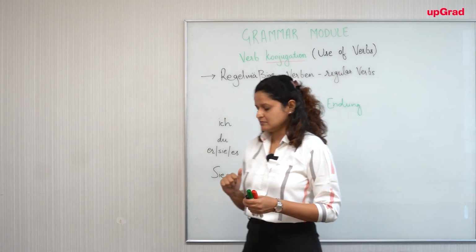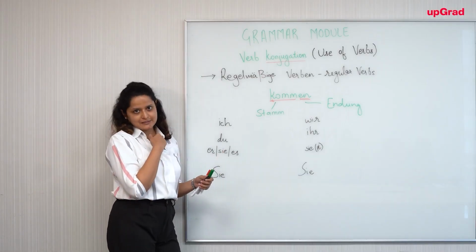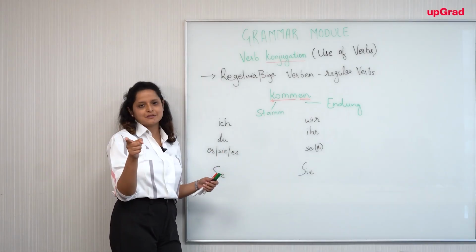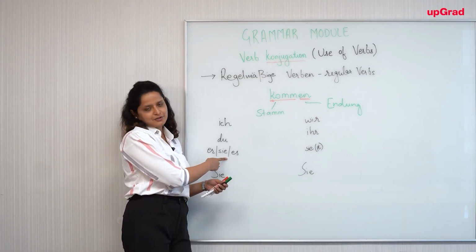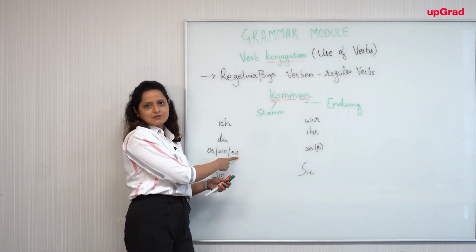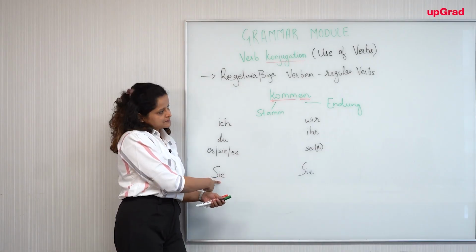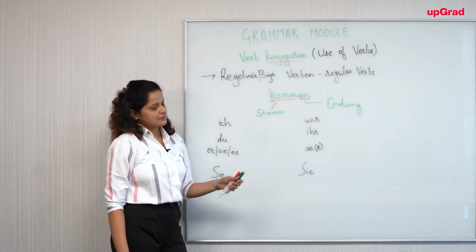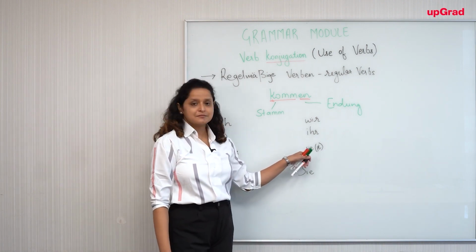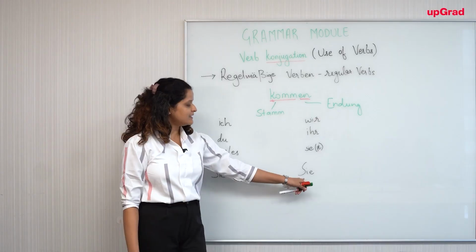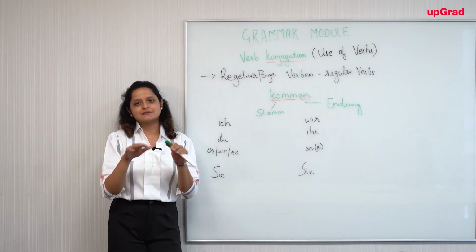I'll just recap these pronouns once more. Ich is your first person, du is your second person informal, er is your third person masculine, sie is your third person feminine, es is your third person neutral, and this Sie is your second person formal. First person plural is wir, second person plural informal is ihr, third person is sie plural, and then again Sie formal plural. Now these eight pronouns are the basis of our conjugation.